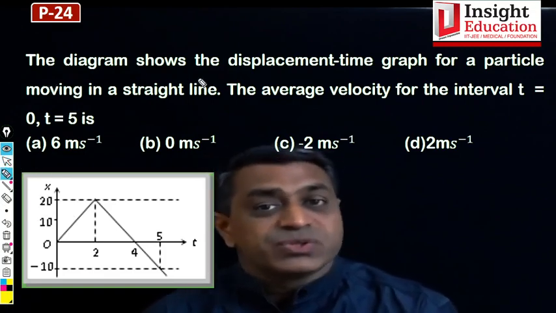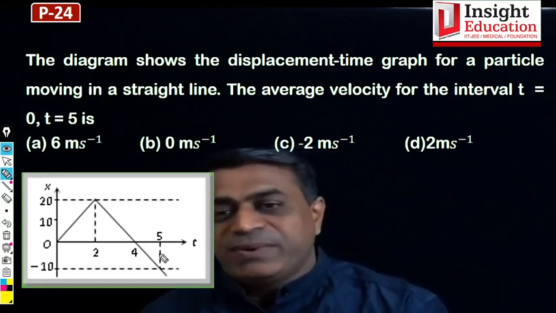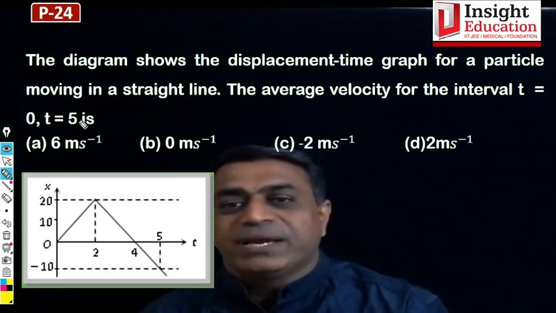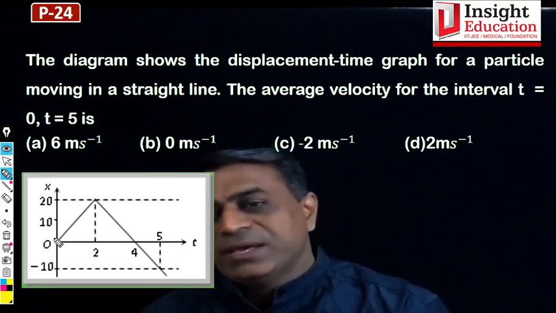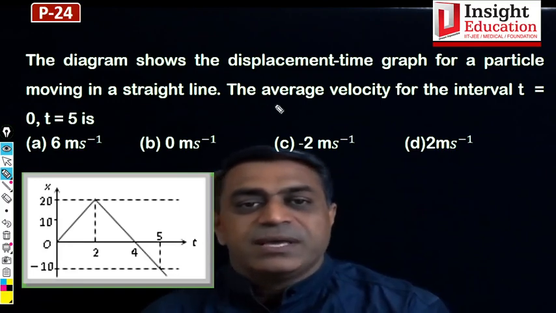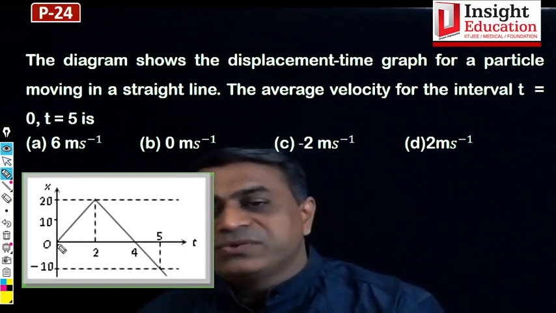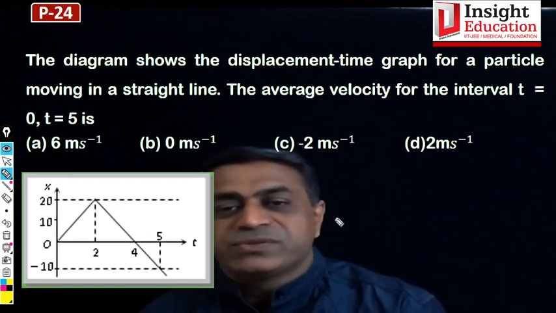The diagram shows the displacement-time graph for a particle moving in a straight line. Initially velocity increases, then velocity decreases. Find the average velocity for the time interval 0 to 5 seconds.